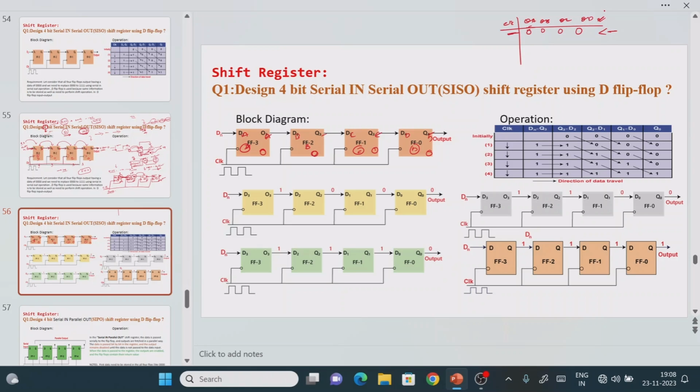Now what is my requirement? I need to replace with what? As we discussed, 1, 1, 1, 1, right? So now see where we are giving the external input value. The external value we are giving at DA only, right? So here only we need to pass the external input value.